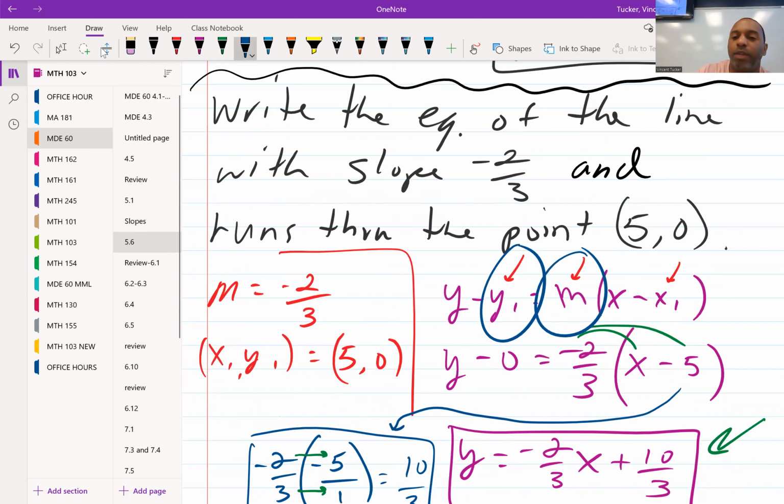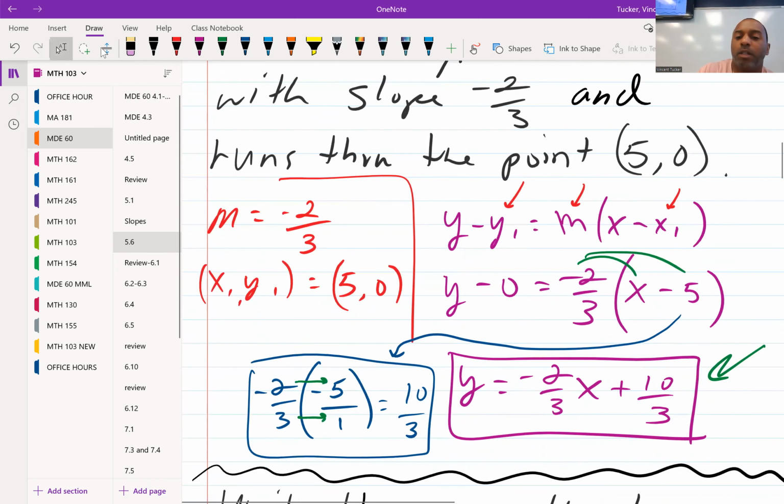Once again, we're plugging in for these three spots, y1, m, and x1. So y minus 0, because 0 is y1, times -2/3 for m, and then it's x minus 5, because 5 is x1. So y minus 0 is just going to be y, so that's not a big deal. But we do have to distribute that -2/3 into our parentheses. -2/3 times x is just -2/3 x. But you see over here, I did the work multiplying -2/3 times -5. So just make sure you're careful there.